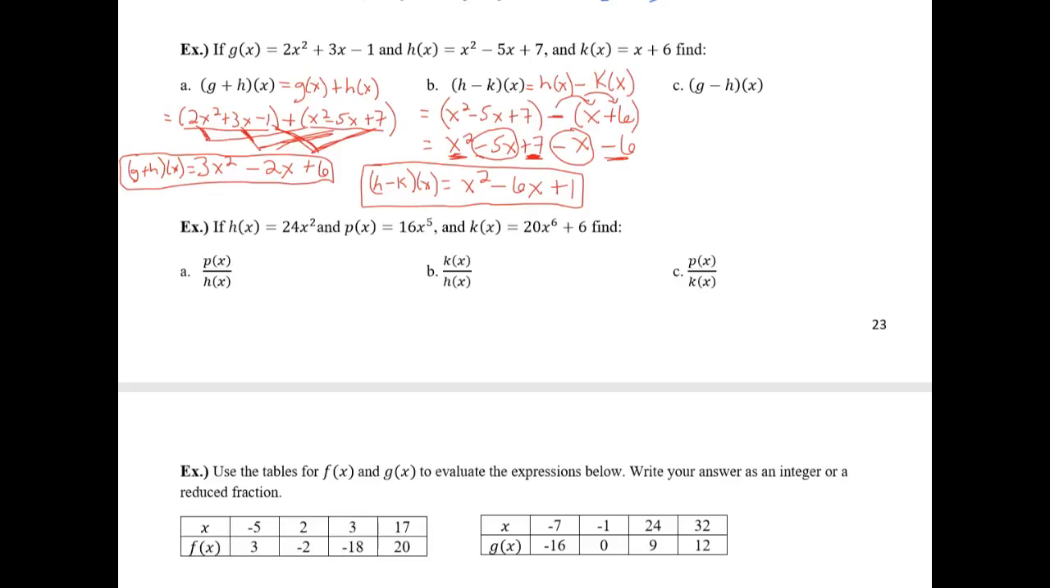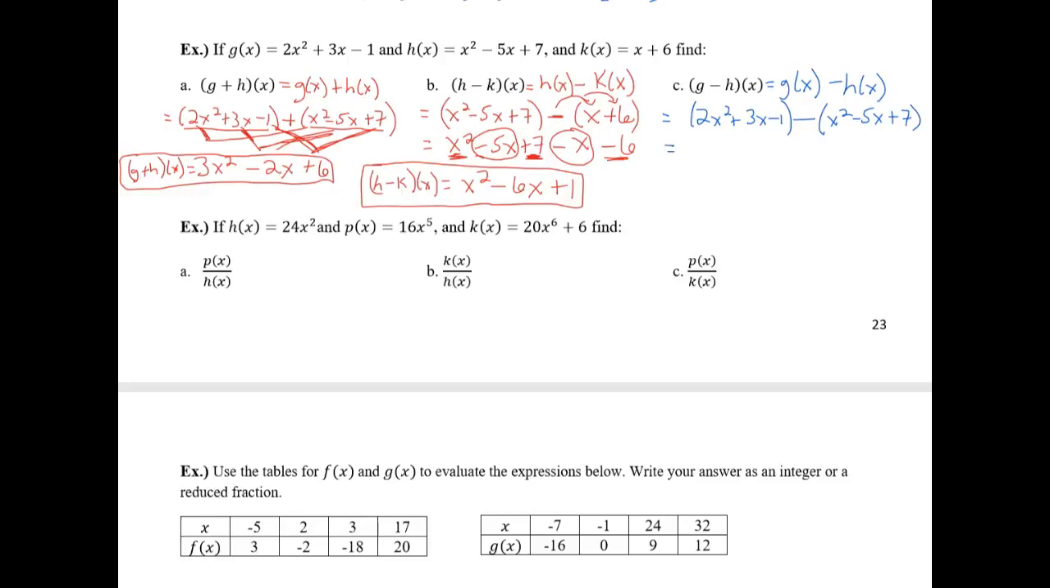Alright, part C. We're doing g minus h of x, and recognizing that means g of x minus h of x. And the order matters here. You can't flip-flop these two functions because we're subtracting, which is not commutative. So I'm going to take all of g of x, which is 2x squared plus 3x minus 1, and subtract all of h. So x squared minus 5x plus 7.